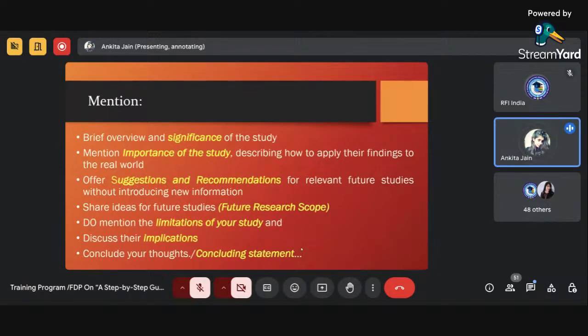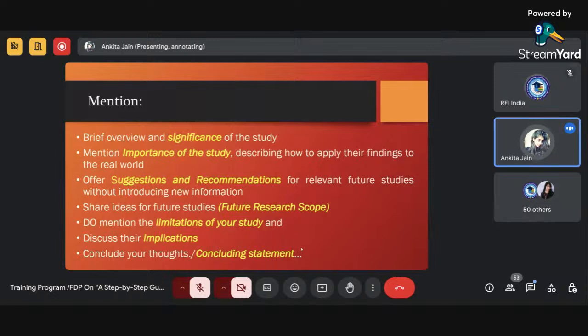Now, what to write? If these things should not be there, then what should be there? Number one, a brief overview and the significance, the importance, of this study. Also describe how to apply the findings in the real world. We call it implications. So first, the significance or importance of the study. Then suggestions and recommendations for relevant future work without introducing new information. As I have said, sometimes we think it should be like this or like that, but suggestions should not be this way. They should be what your study suggests on the basis of results.